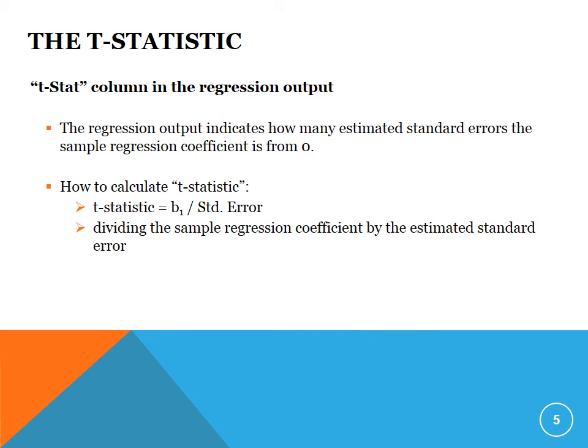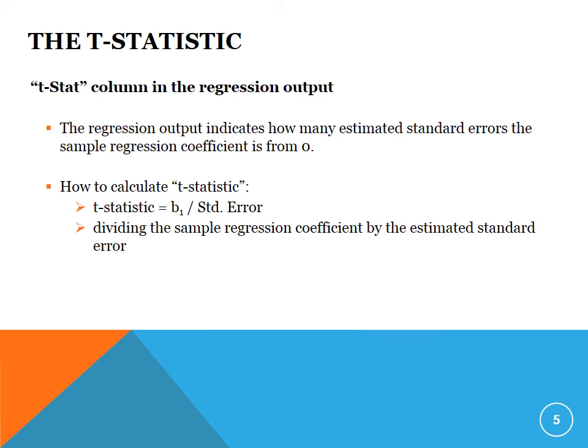T statistic. All right, so in your regression output, you'll see it as T, or you'll see it as T-stat. And the regression output indicates how many estimated standard errors the sample regression coefficient is from 0. So I said this in the previous slide. I talked about it in terms of B1, right, and in terms of standard error, but this is what it looks like in terms of calculating it. So that you understand where the T is coming from, you can see that it is your regression coefficient, B, whatever it is, B1, B2, and so on.